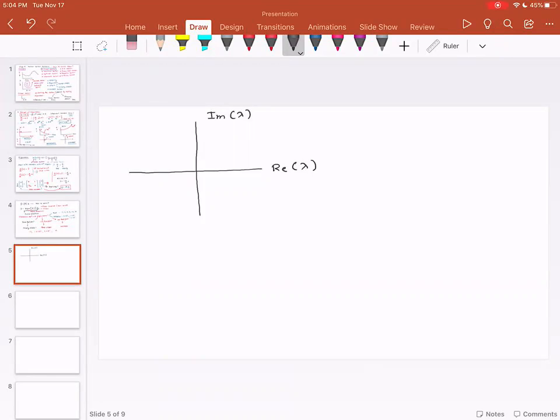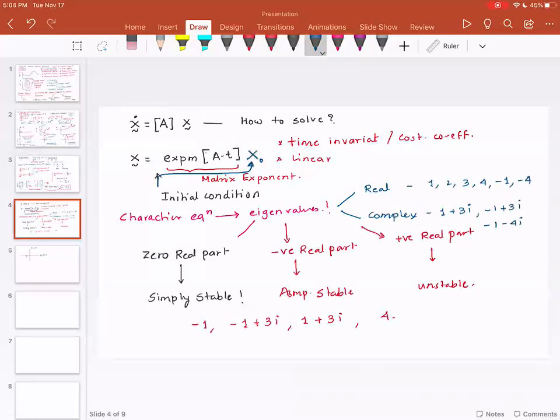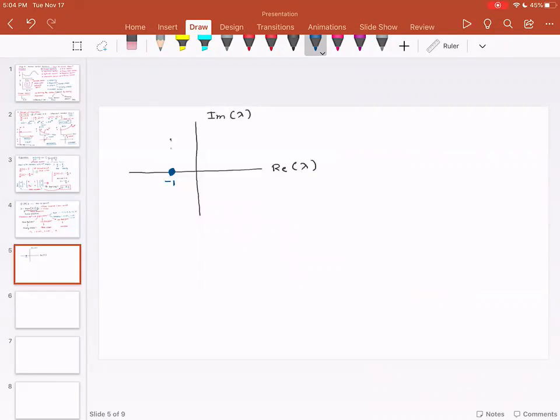Now, one thing that I want you to notice. If you have eigenvalue -1, this eigenvalue is over here. So this is going to be my first eigenvalue. Second eigenvalue is -1 plus 3i, and the other is -1 minus 3i. So this is 3, this is -3. So this is -1 plus 3i. This is -1 minus 3i.